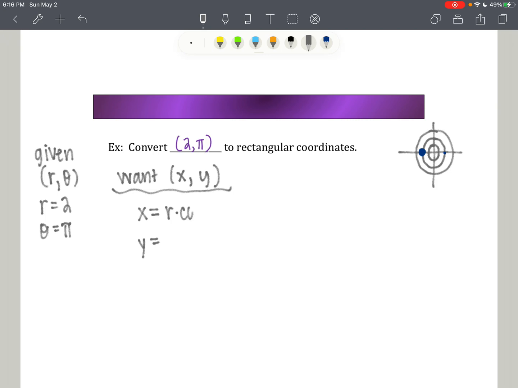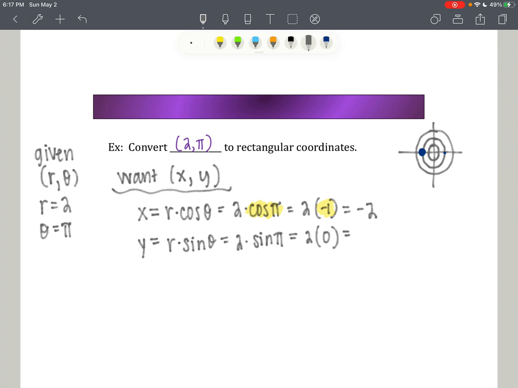X equals r times the cosine of theta, which is 2 times the cosine of pi. 2 times the cosine of pi is 2 times -1. The cosine of pi is -1, and 2 times -1 is -2. Y is r times the sine of theta. That's 2 times the sine of pi. And the sine of pi is 0. 2 times 0 is 0. So our x value is -2. Our y value is 0. So (-2, 0) are the rectangular coordinates.